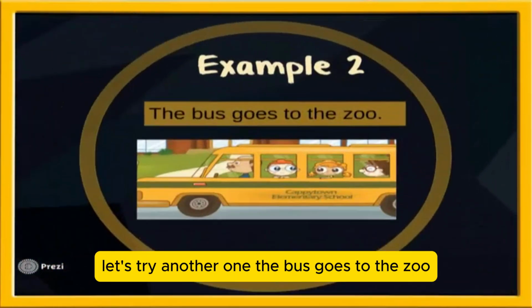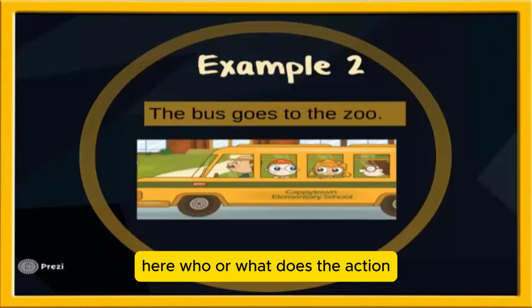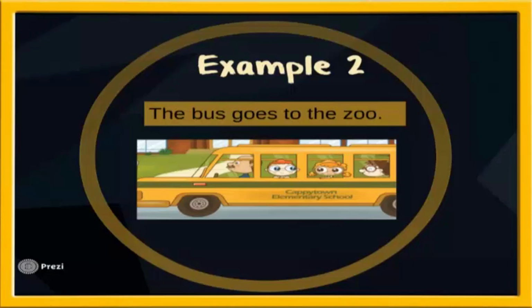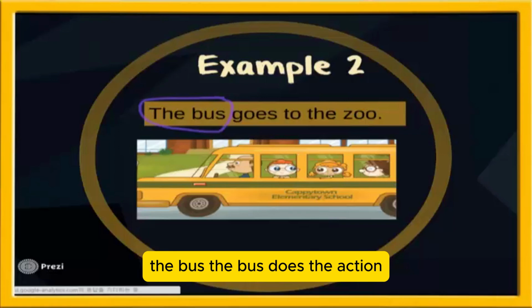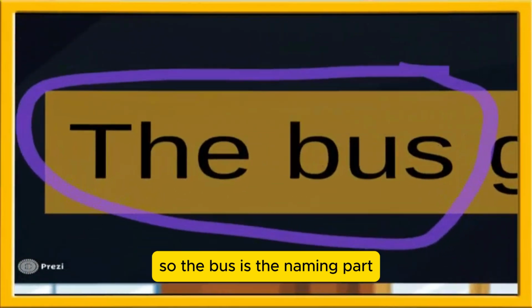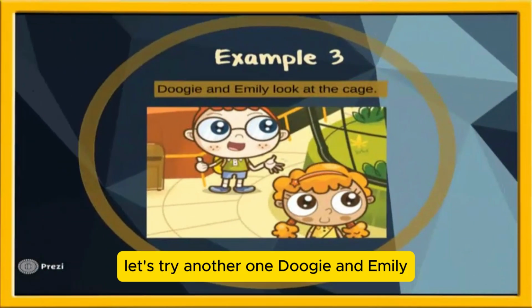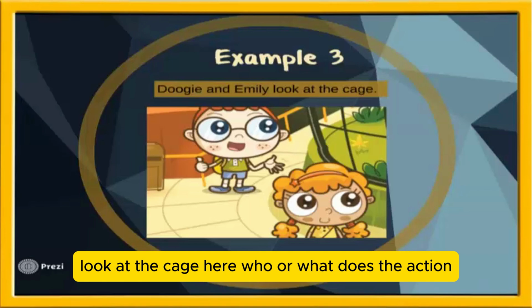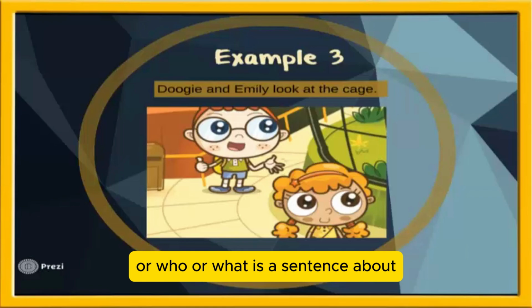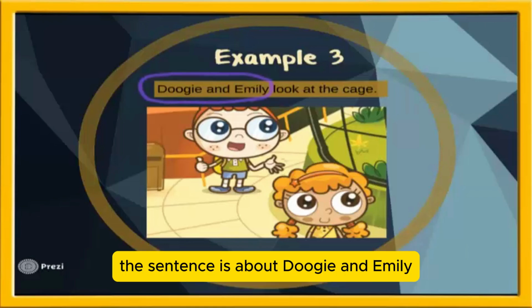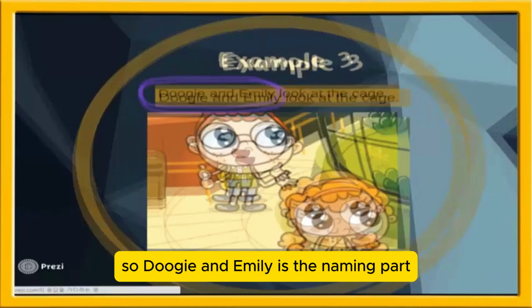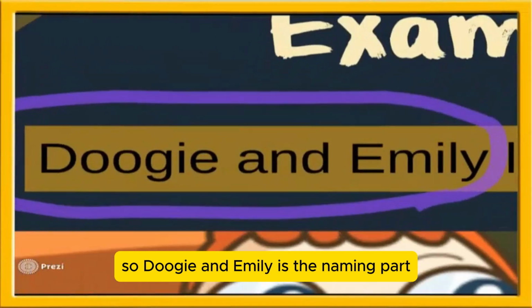Let's try another one. The bus goes to the zoo. Here, who or what does the action? The bus. The bus does the action, so the bus is the naming part. Let's try another one. Doogie and Emily look at the cage. Here, who or what does the action, or who or what is the sentence about? The sentence is about Doogie and Emily, so Doogie and Emily is the naming part.